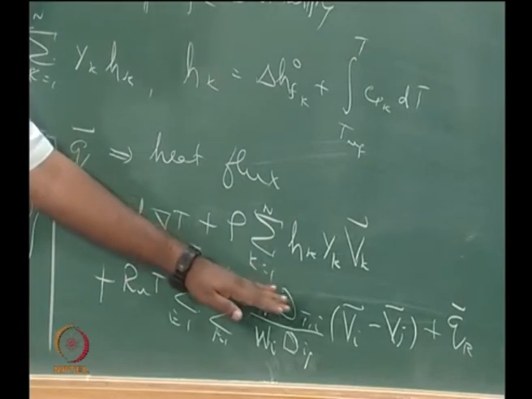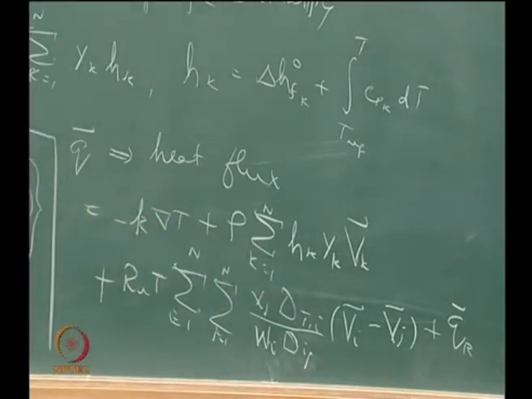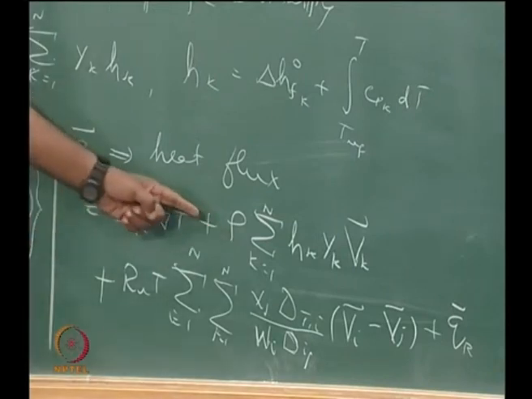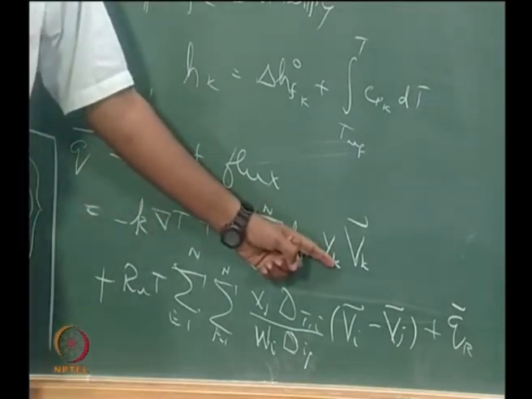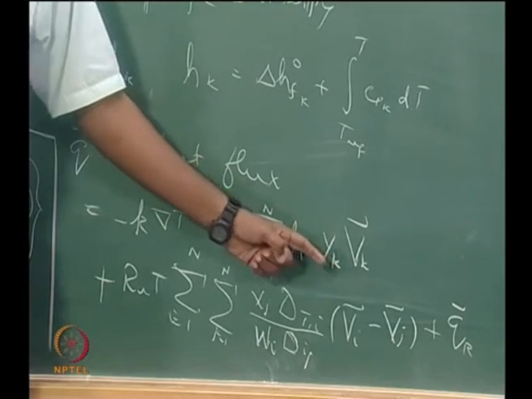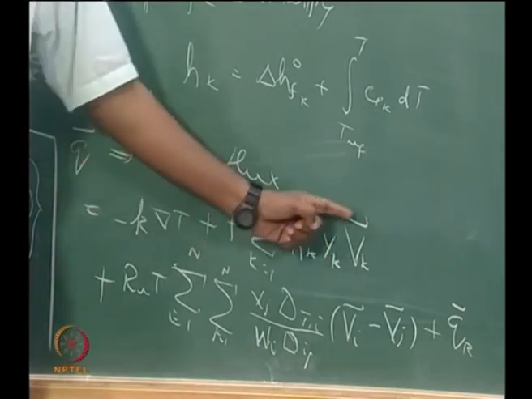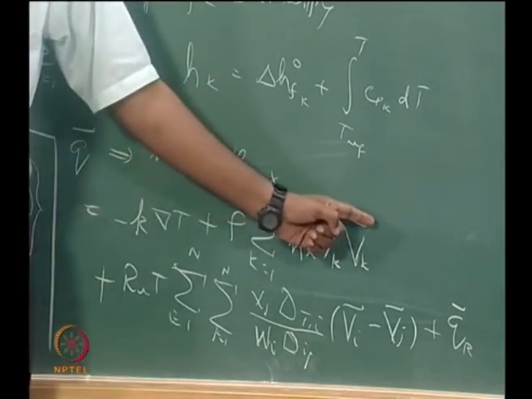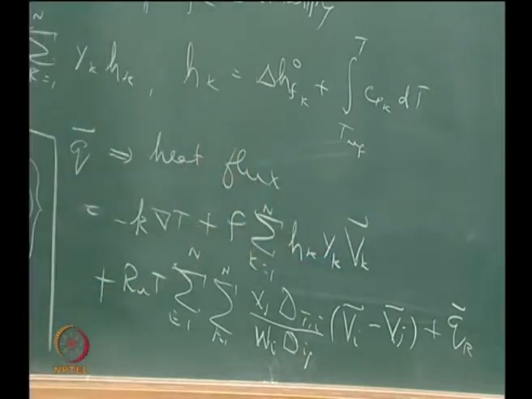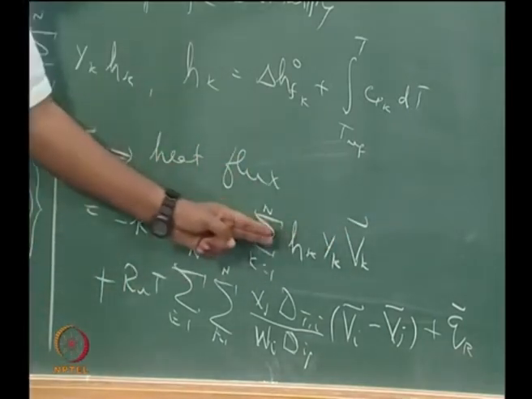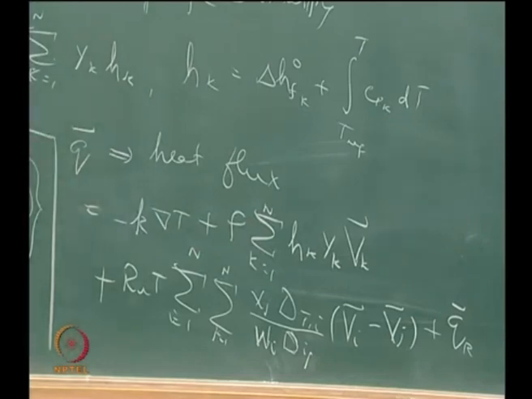What is this term? Can we carefully look at this? Rho is out. You can take this in and then make this rho Y_k as rho_k, h_k, V_k. As a matter of fact, so long as we had Y_k, h_k, sum, you would get back your h.